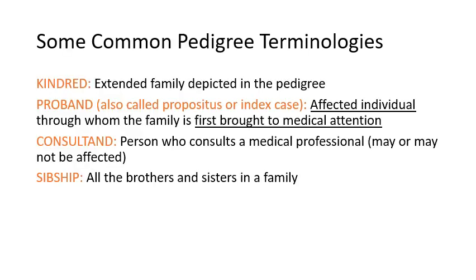Some common pedigree terminologies are kindred, which means extended family, which is depicted in the pedigree. Proband, also called propositus or index case, is an affected individual through whom the family is first brought to medical attention. Consultant is the person who consults a medical professional. They may or may not be affected. Sibship are all the brothers and sisters in a family.